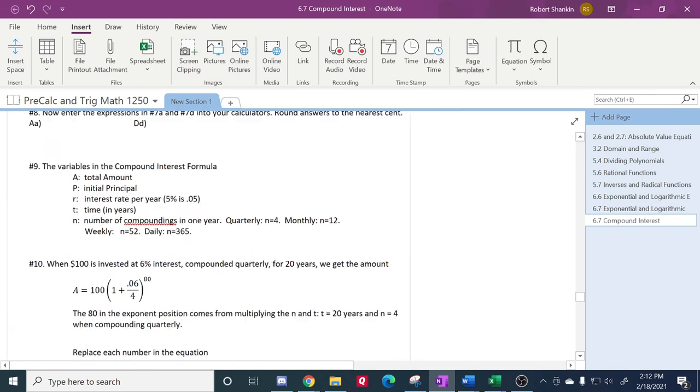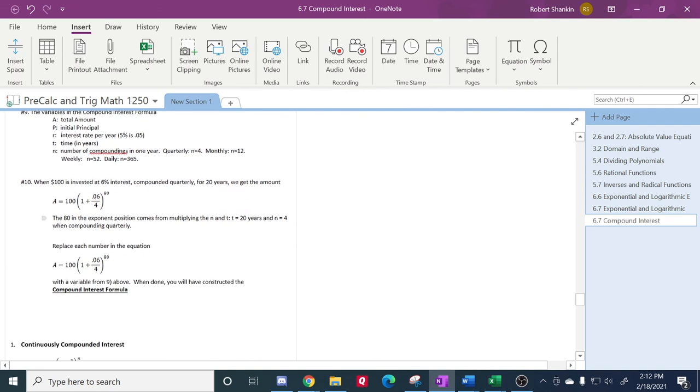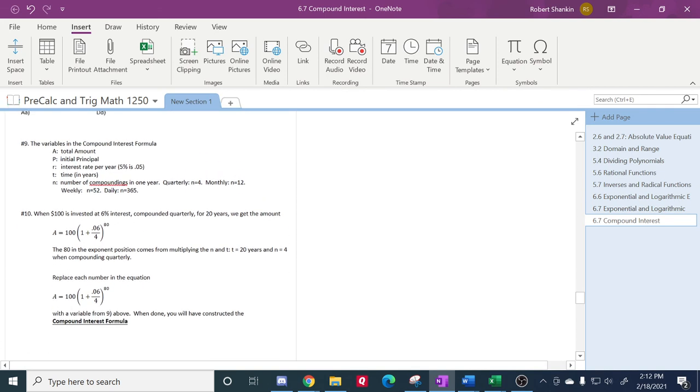All right, so construct the compound interest formula. Write this formula again, exactly what we're seeing here, you're going to write down here, but replace the 100 with one of these letters and then keep going, and then when you're done you'll have the compound interest formula. Let me give you a minute. When you get your answer, type it into your group chat.